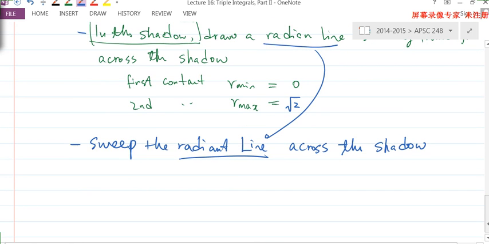So sweep this across the reading line, find theta mean and theta max. In this case, theta mean is 0. Theta max is 2 pi. So that's the steps for finding the limits.